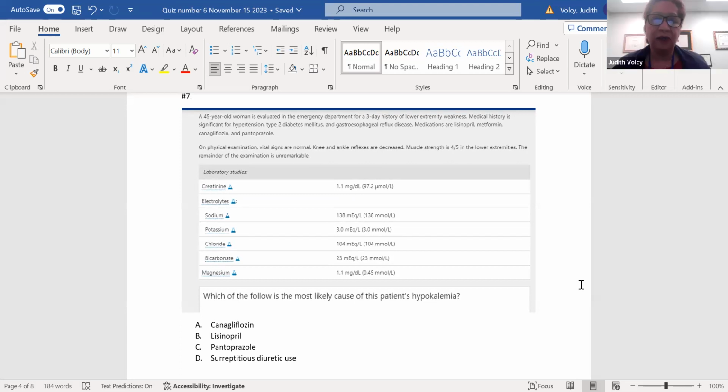So again, for the questions, they give you information for a specific reason. So they're giving you her medications and her symptoms.